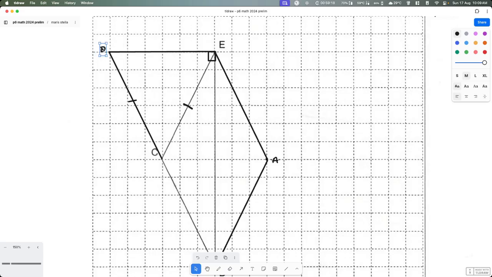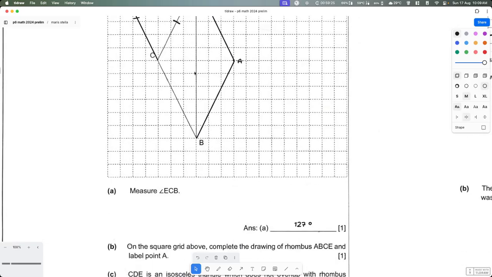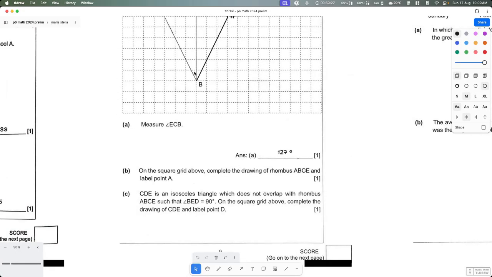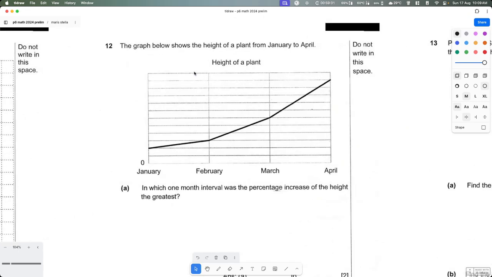So CDE is an isosceles triangle with BED as the right angle. That's what you see over here. All right, that's it. That's part C. Okay, let's move on to question number 12.